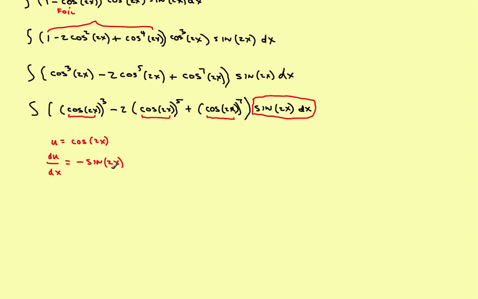But remember, this is a composite function, so you also have to take the derivative of what's on the inside, so this would be times 2. So I'll rewrite this as du would be equal to, and I'm going to take this 2 and move it out in front. So negative 2 times the sine of 2x dx. Now again, over here, I've got a sine 2x, sine 2x. I don't need this negative 2, so I'll move it to the other side. So that'll be negative 1/2 du would be equal to the sine of 2x dx.